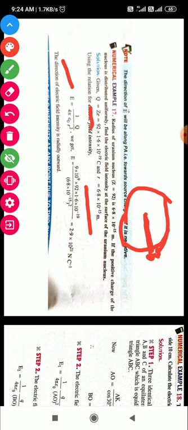So E equals 1 upon 4 pi epsilon naught, Q upon R square. The value of 1 upon 4 pi epsilon naught is 9 into 10 to the power 9, and the charge is 92 into 1.6 into 10 to the power minus 19, upon R square, meaning 6.8 into 10 to the power minus 15 whole square. So that is the answer. The unit is force per unit charge, meaning Newton per coulomb. Let's go to another numerical.